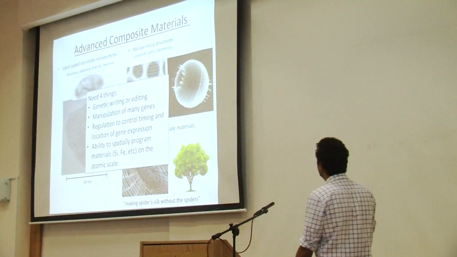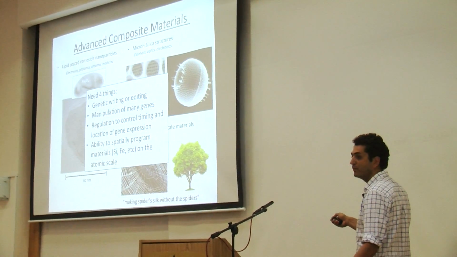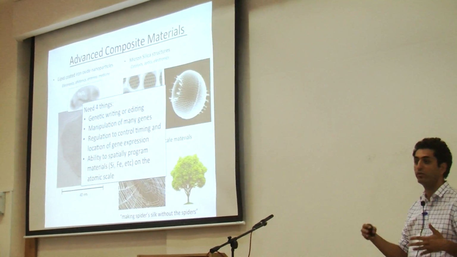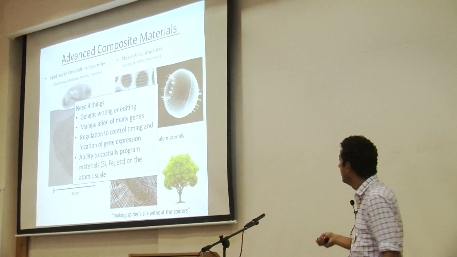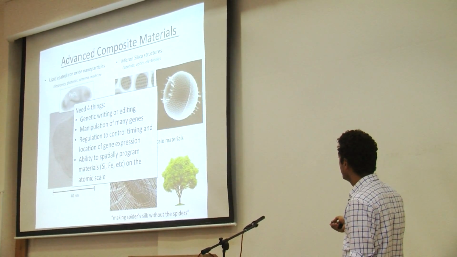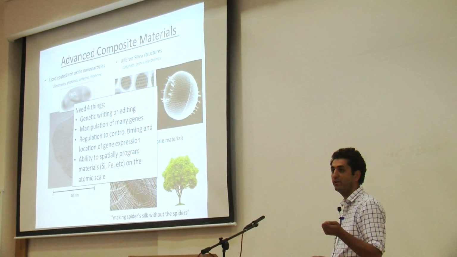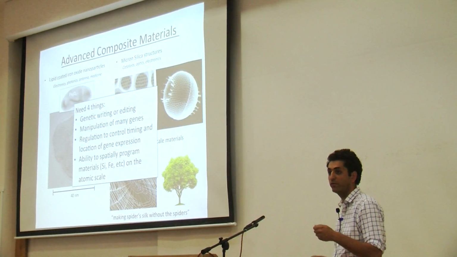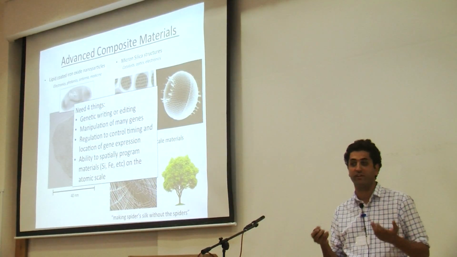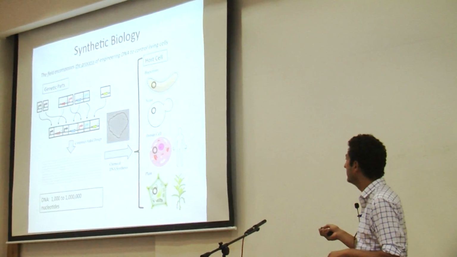But what do we need? We need genetic writing and genetic editing. So we need techniques like CRISPRs, cloning, Gibsons, and so on. We need to manipulate many genes together. We need to control where each of them is going to be activated and expressed and at which time. So what you need to have is such genetic circuits, that is synthetic biology.